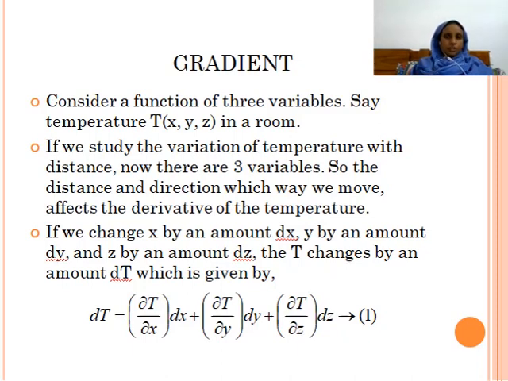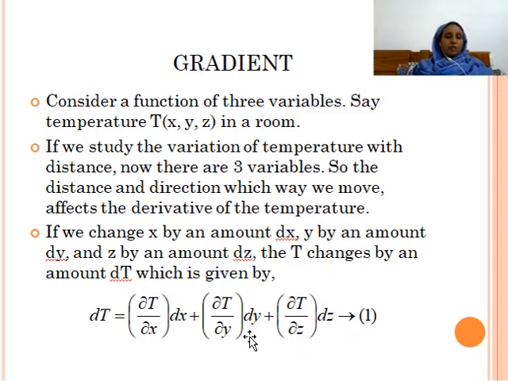Okay, so in this case, a small change in temperature dT corresponding to small variations dx, dy and dz is represented by dT equal to ∂T/∂x times dx plus ∂T/∂y times dy plus ∂T/∂z times dz.